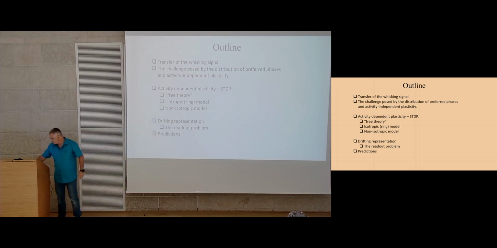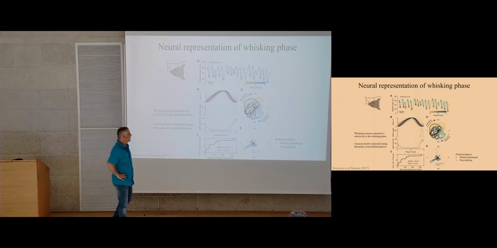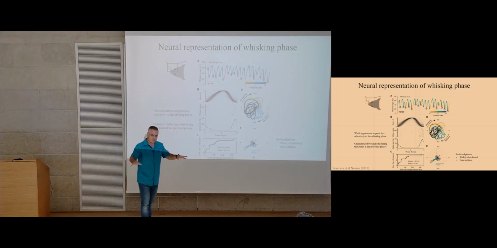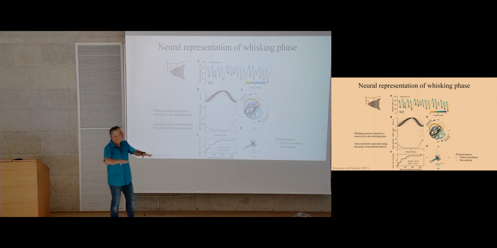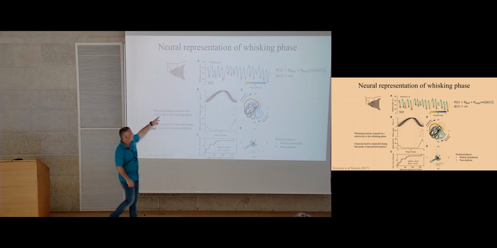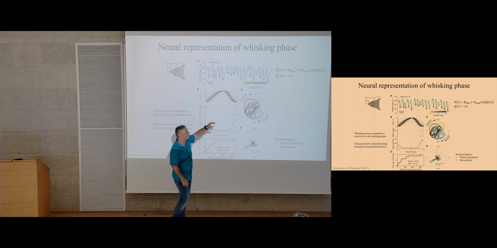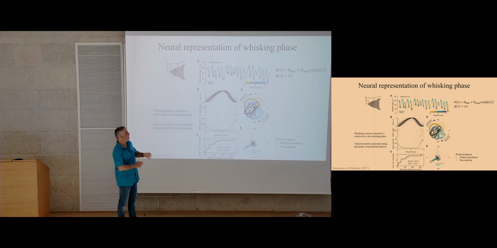So rats and mice are nocturnal animals and they're going in dark places. So they use their whiskers to probe the nearby environment. So they move the whiskers back and forth, more or less in a rhythmic manner, as you can see here in the top rat. So the whisker moves around some midpoint, fluctuates with an amplitude that varies slowly in time, with an angular velocity that is more or less stable.